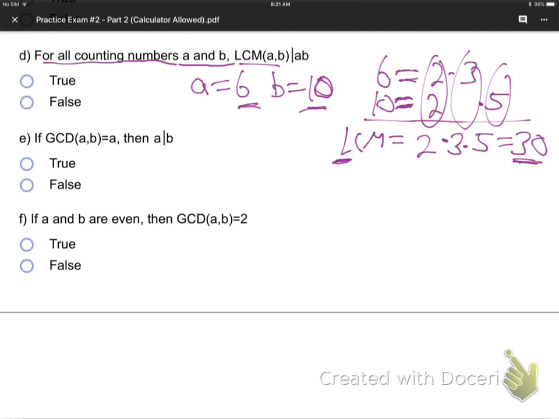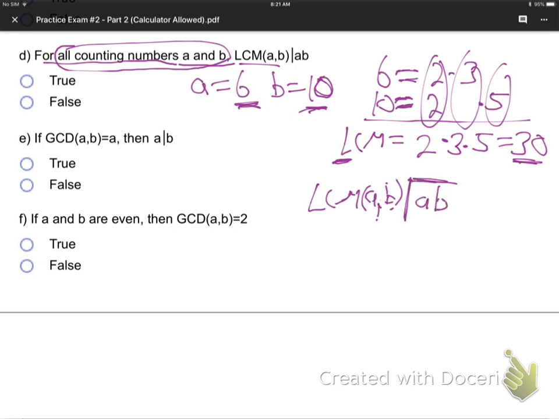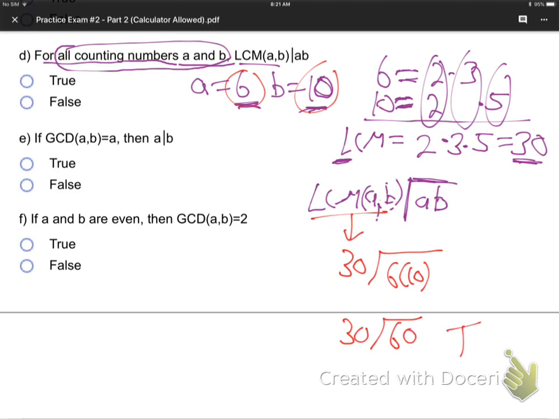Okay, so what they're saying is for all numbers, like 6 and 10 or any numbers, the LCM of those numbers will go into A times B. Is that true? Let's see. I just figured out the LCM was 30. Does that go into A times B, 6 times 10? Does 30 go into 60? Yeah, that's true. It goes into 60 perfectly twice. This one's always going to be true.